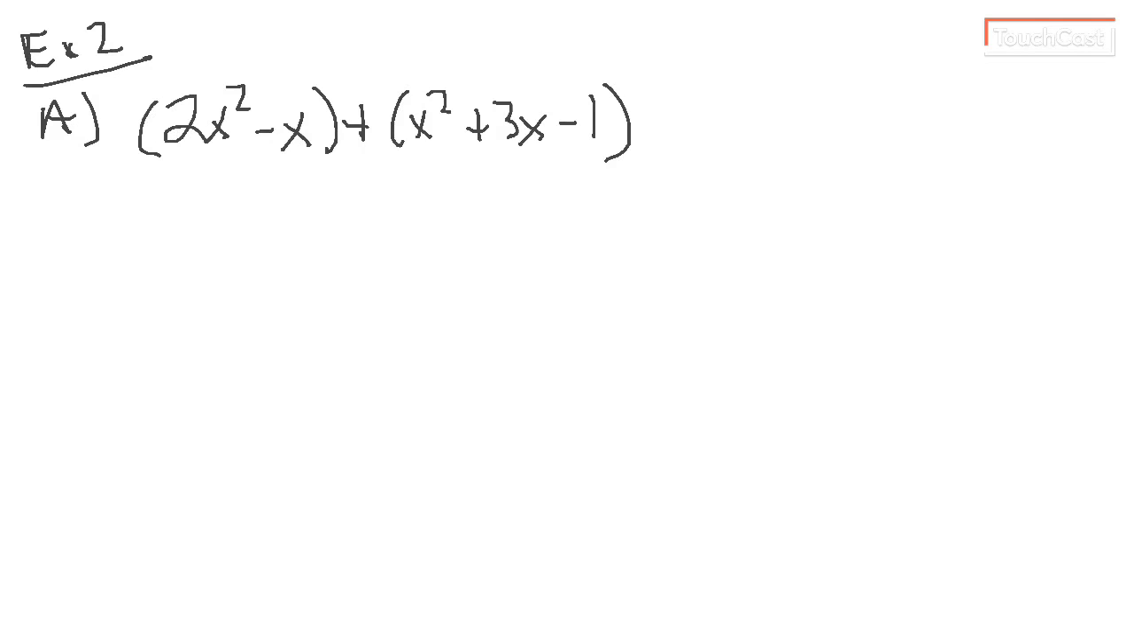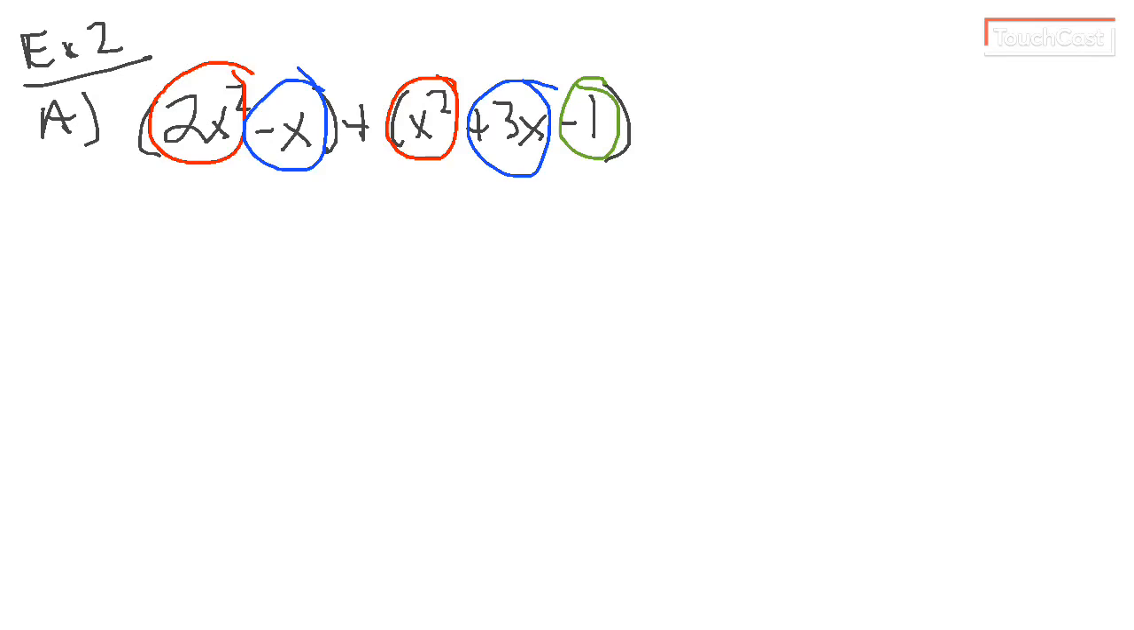So what we're going to do is we are going to regroup this with like terms. So we're going to regroup any of our x squared terms to be next to each other, any of our x terms to be next to each other, and then any constants to be with each other. So we're going to rewrite this as 2x squared plus x squared minus x plus 3x minus 1.